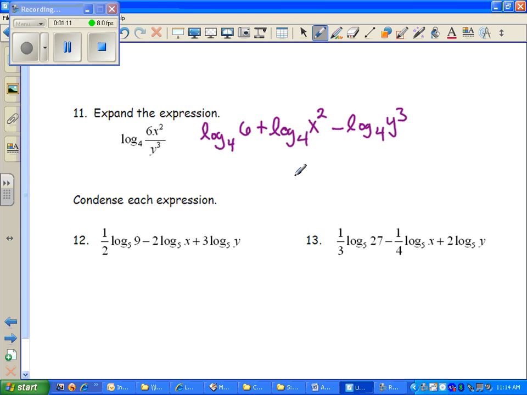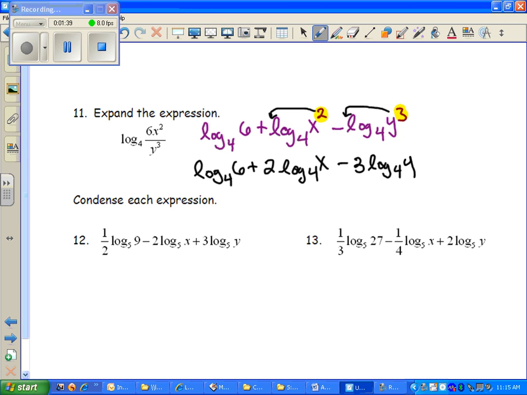Now we're almost done, but we have to deal with our exponents. Any numbers that were in the exponents are going to be moved, and they will move in front of the log involving that piece. So it's going to be log base 4 of 6 plus 2 log base 4 of x minus 3 log base 4 of y, and that is the answer for number 11. It's expanded as much as it can go.